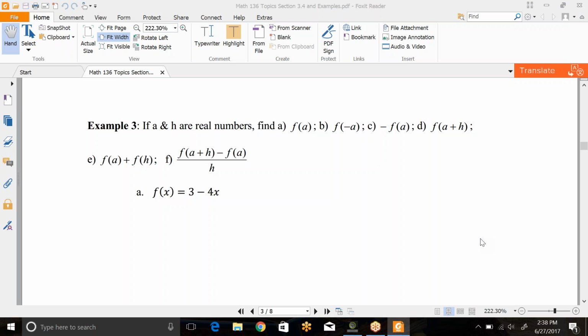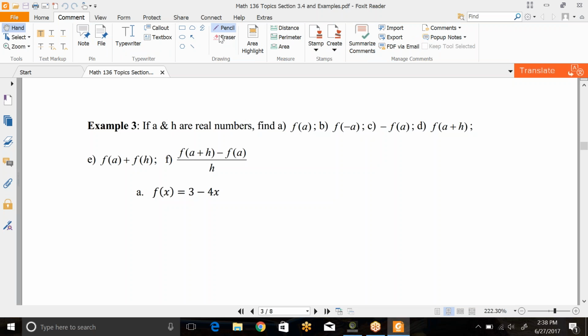All right, these are the extra examples from section 3.4. So we're going to go through those. So we're doing A part and C part for example 3 on section 3.4. We were listing all of these different evaluations of the function.